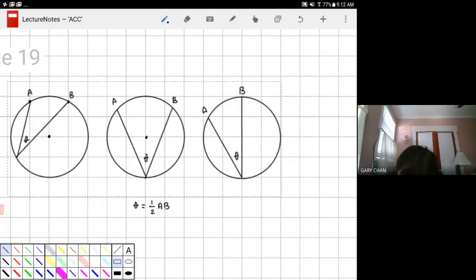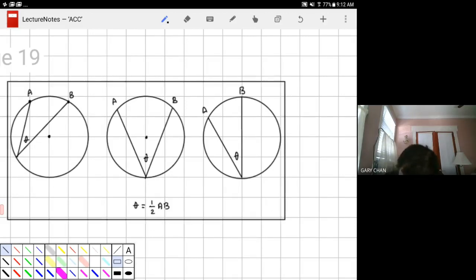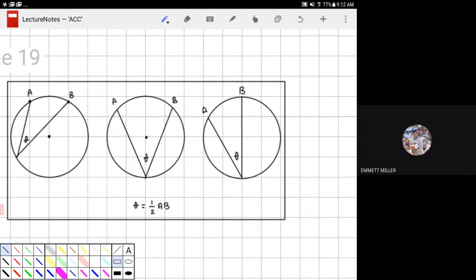And again, if you don't remember this, I highly encourage you to write this down or take a screenshot of this. Keep it somewhere. So that's the information. Everyone have this?